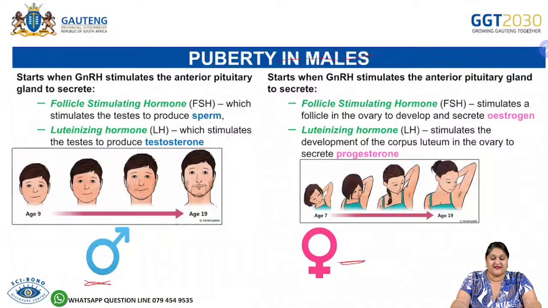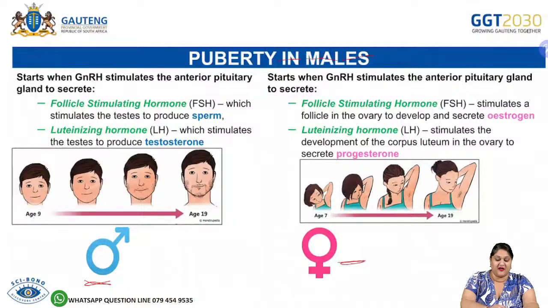Now, on the left-hand side, it starts with, as we said, the gonadotropin releasing hormone. It stimulates another part of the brain, which is called the pituitary gland, to secrete two hormones. It's FSH and luteinizing hormone. So this FSH is going to stimulate the testes to produce sperm, and the LH is going to stimulate the testes to produce testosterone. Okay, so FSH stands for follicle stimulating hormone. So it's going to cause the testes to produce sperm. And LH stands for luteinizing hormone, which is going to stimulate the testes to produce testosterone.